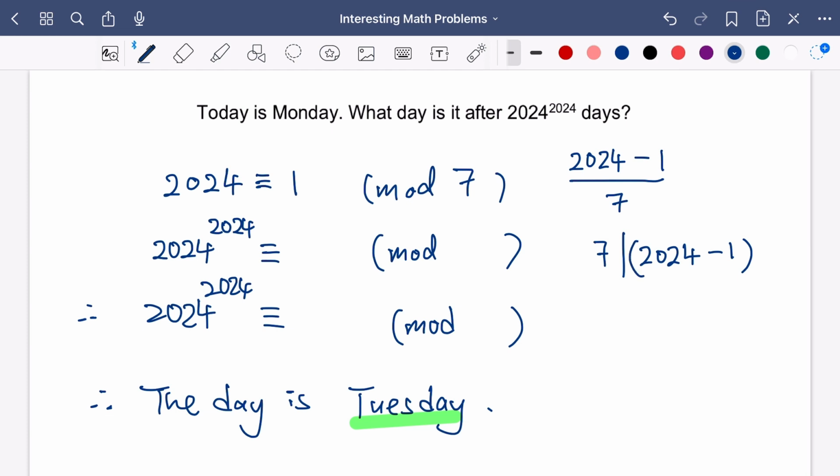Okay, so next, if I raise both sides to the power of 2024, it's going to give me on the left hand side, of course, 2024 to the power of 2024. Right hand side is going to give me 1 to the power of 2024, mod 7. And of course, that means it is just 1 mod 7. So this means to say 7 divides 2024 to the power of 2024 minus 1. So we're going to get a remainder of 1 when we divide 2024 to the power of 2024 by 7. So the day is Tuesday.